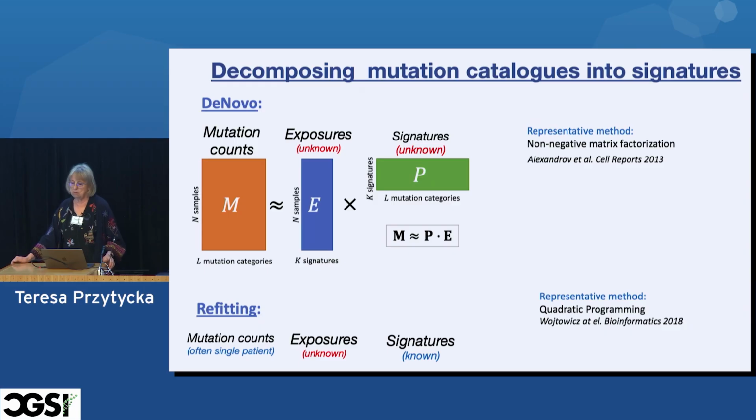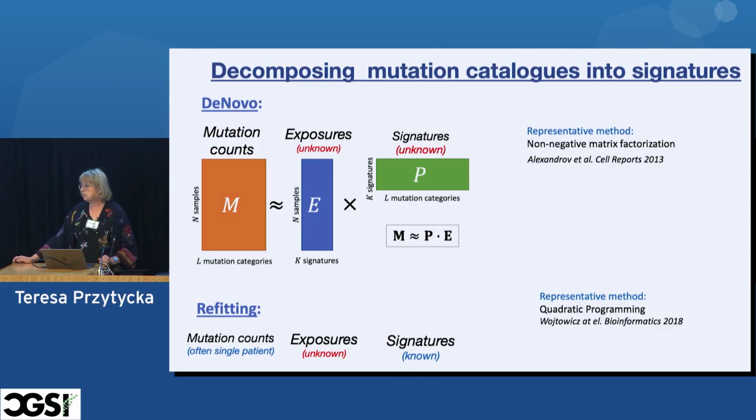In this, we decompose a matrix of mutation counts, where each column corresponds to a mutation category and each row is a sample, and we want to decompose this matrix into the matrix of signatures and their exposures. And a typical approach would be related to non-negative matrix factorization.